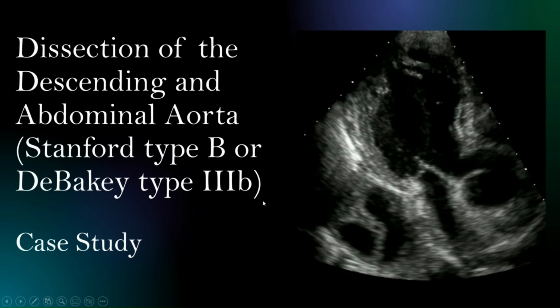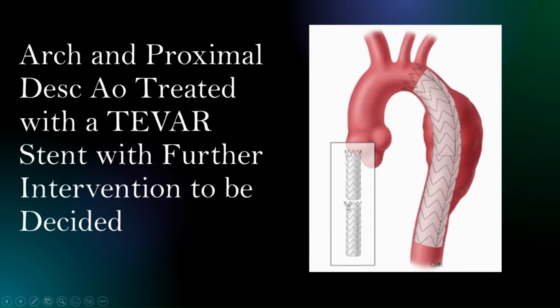The case I'm presenting today is a woman in her mid-50s who presented for an echo looking at LV function as part of a workup in terms of treating her dissection of her descending and abdominal aorta. This could be classified as either a Stanford type B or the DeBakey type 3B type dissection. The B in the 3B refers to extending below the level of the diaphragm.